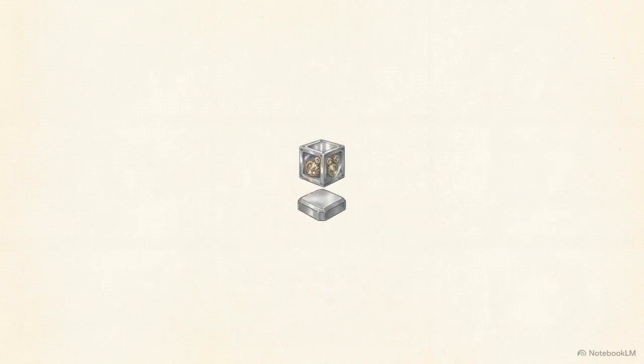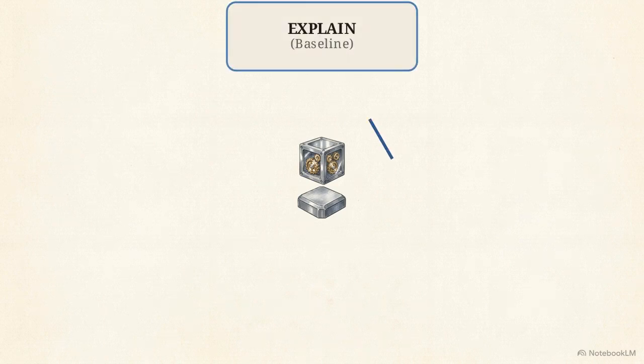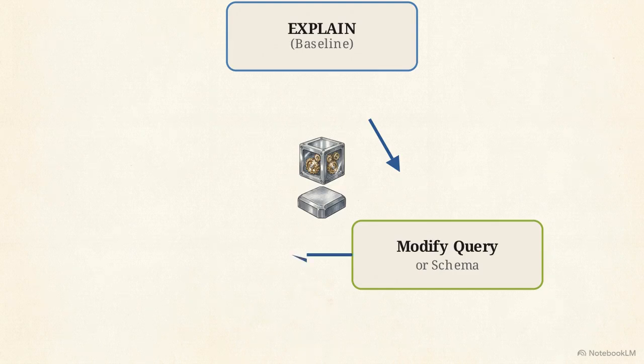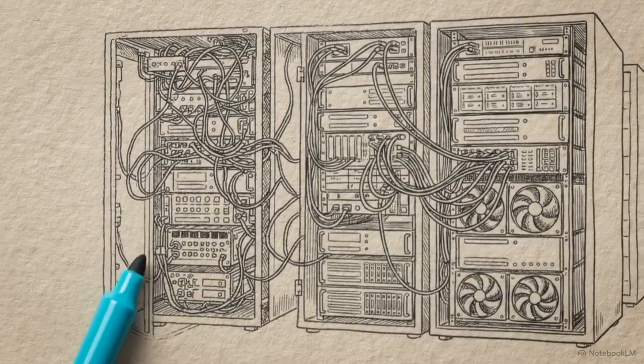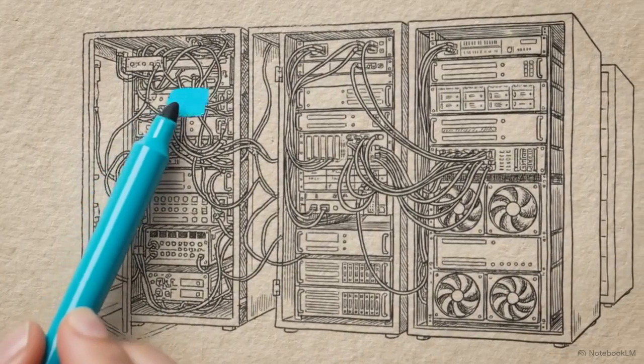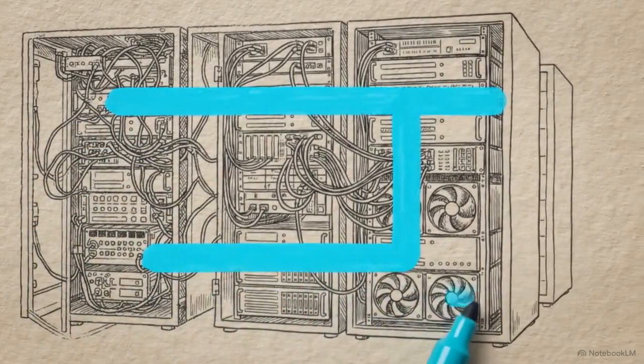Optimization without measurement is guessing. You build an intuition for performance by following a specific loop: establish a baseline with explain, modify a single variable, and measure the result again. Effective SQL optimization gives the query optimizer the clearest physical path to reading the absolute minimum amount of data required to answer your question correctly.